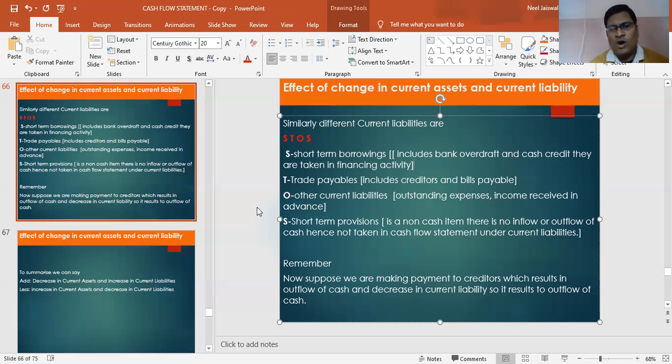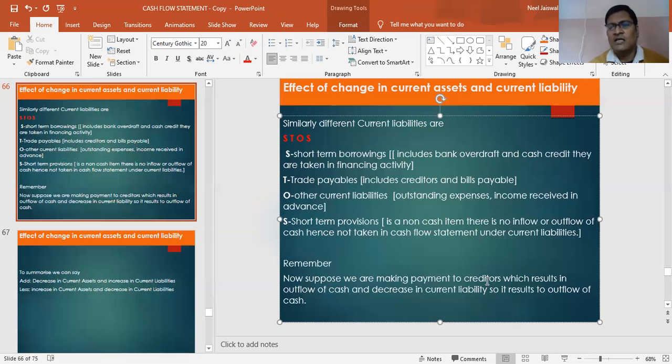Now, what will we be doing? Suppose one example, we are making a payment to creditors. So what will happen when we make payment to creditors? Our cash is going out. That means when creditors are reducing, that means when liability is reducing, then what is happening? Outflow of cash. Hence, we need to subtract this.